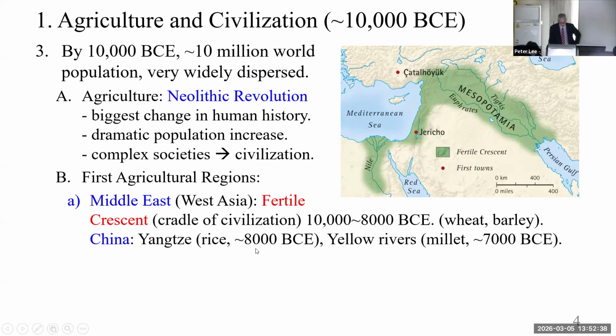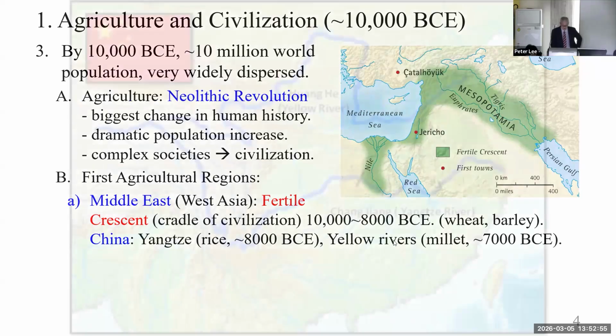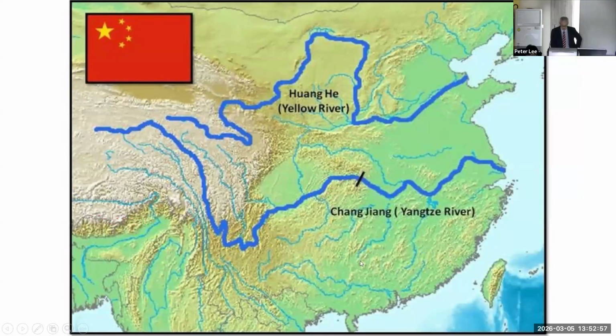Yangtze River rice around 8,000 years ago, and then I'm sorry, 10,000 years ago, I should say, right? Because this is 8,000 BCE, so that's around 10,000 years ago. 10,000 BC, that's 12,000 years ago. And then the Yellow River is around 1,000 years later, 7,000 BCE. So if you look at the map of China, this blue line there, that's the Yangtze.